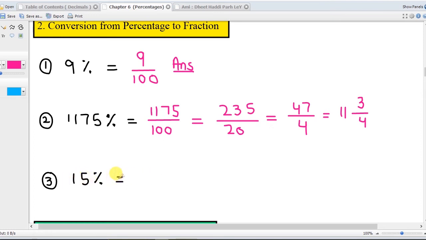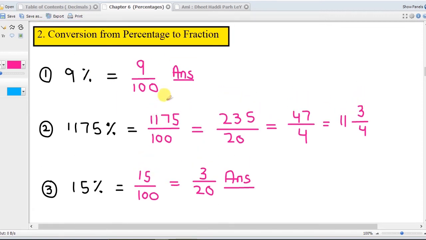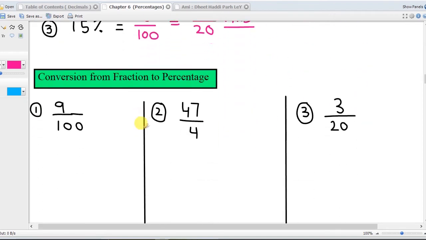Similarly, convert this percentage into a fraction. So write 15 here, divided by, per means divide, cent means 100, so percentage means divided by 100. Simplify this on the times table of 5, so we are getting 3 over 20. So this will be our final answer. I hope you have got the concept, and now you have learned how to convert a percentage into a fraction. Now let's learn how to convert a fraction into a percentage.